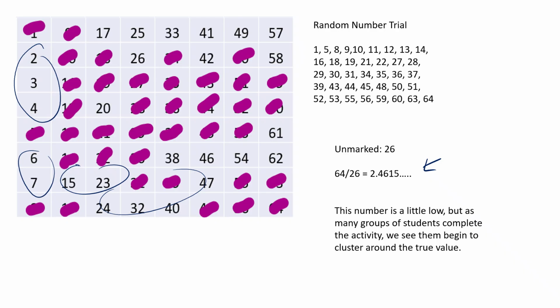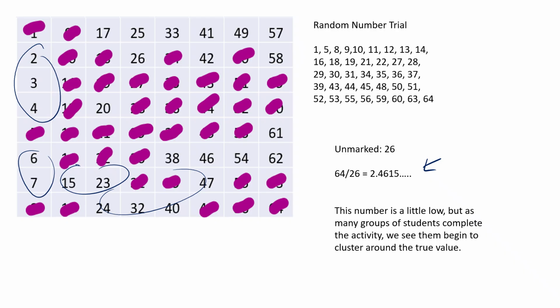Okay. Now, this number is a little bit low, because we will look at the number that we're expecting to get. But again, I only did one trial. As many groups of students complete this activity, we see them begin to cluster around the true value, which is pretty cool. So this individual trial ended up a little bit lower than the number, but I will have students do this same exercise in class, and they will end up with like 3.1 or something as their number.